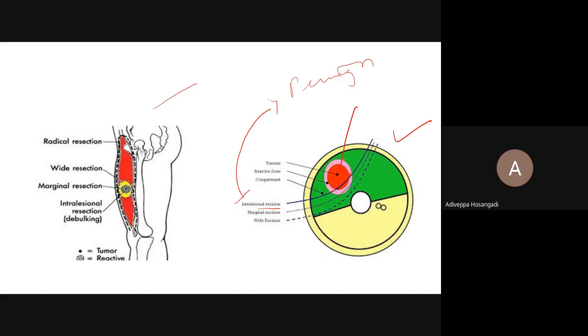If you remove along with the reactive zone, it is a marginal excision. If you leave about a 3 centimeter cuff of normal tissue, if you are going into normal tissue, it is wide excision. All of you, please pay attention. This is very, very important. In wide, you take normal tissue along with the tumor, only a 3 centimeter cuff. In radical, it is the entire compartment. Please remember this, the entire compartment.